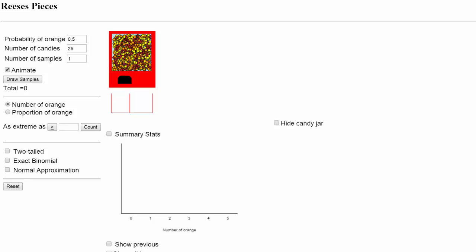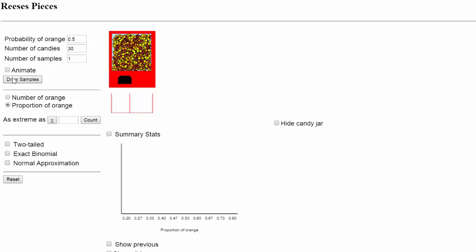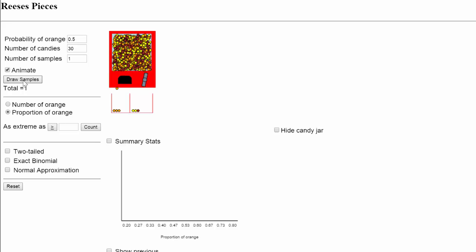So here's a simulator we're going to use to simulate drawing orange candies. Now with the probabilities already set at 0.5, we want to have the number of candies be at 30. So I'm going to take 30 candies from our sample, and let's go ahead and change this to the proportion of orange rather than the number of orange.